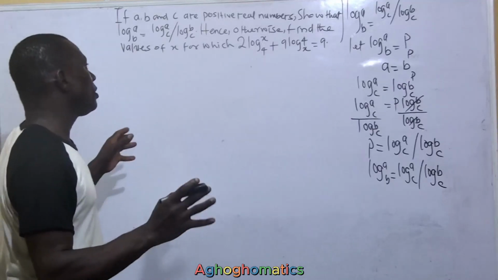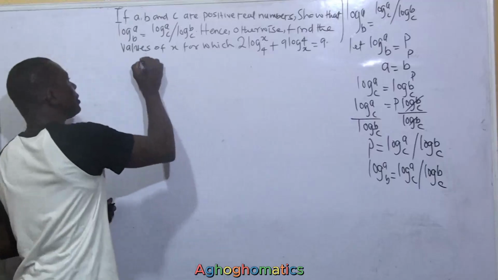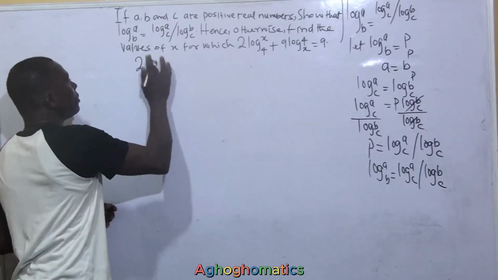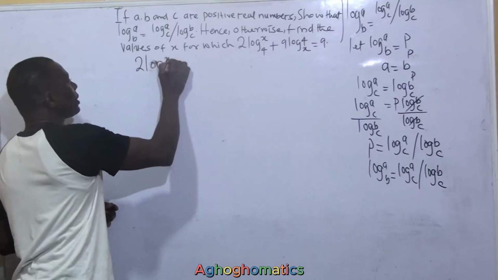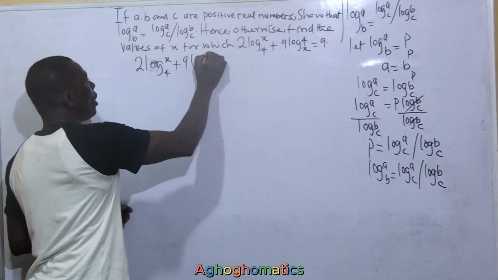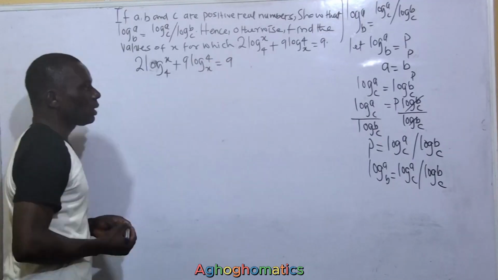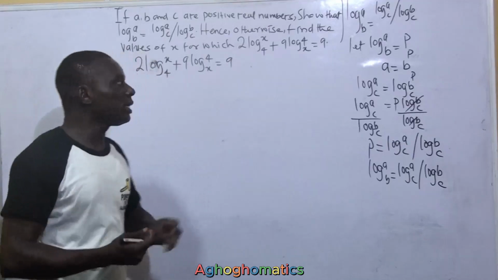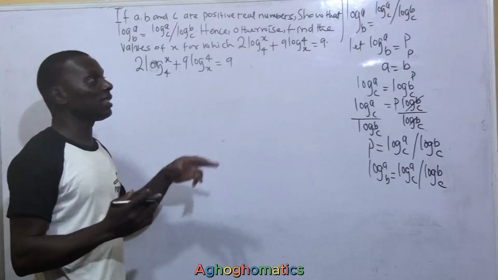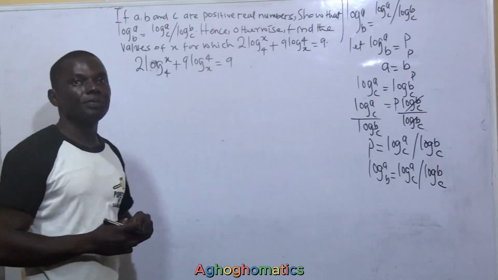In the same vein, we also use that to look at this: 2 log x to base 4 plus 9 log 4 to base x is equal to 9. We also need to look at the base here. They are like inverses. The log here is x and the base is 4. The log here is 4 and the base is x.